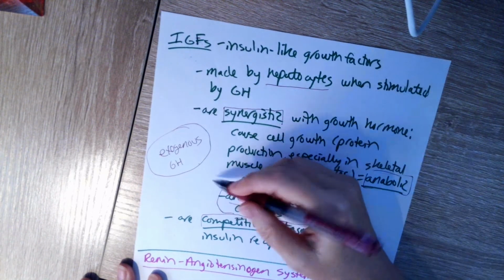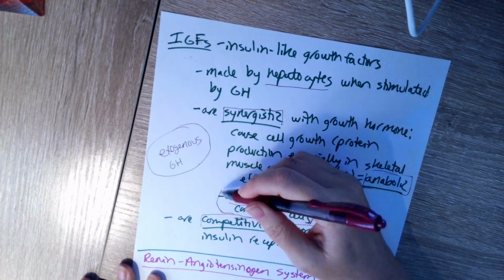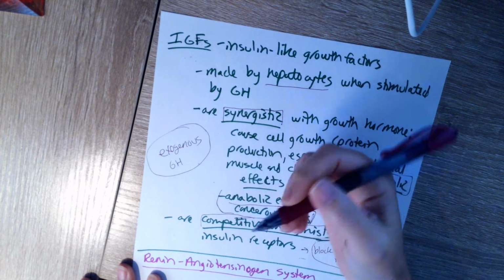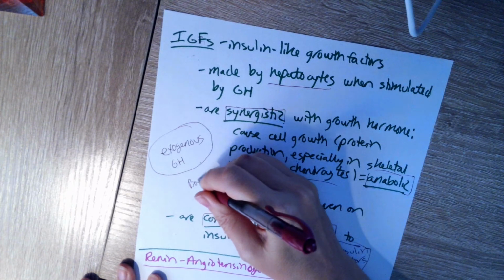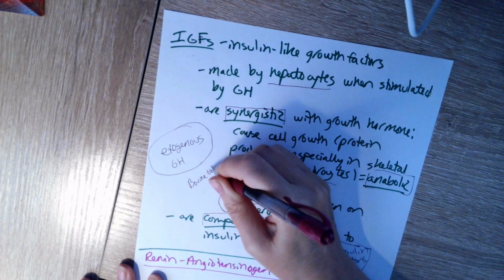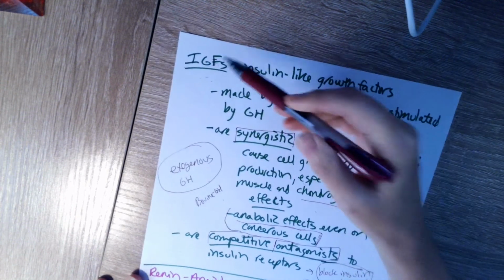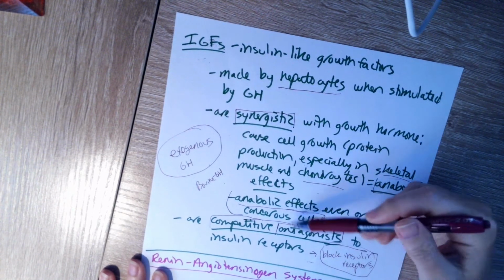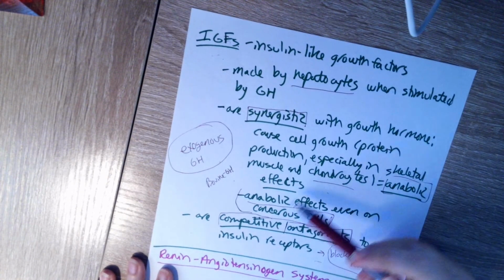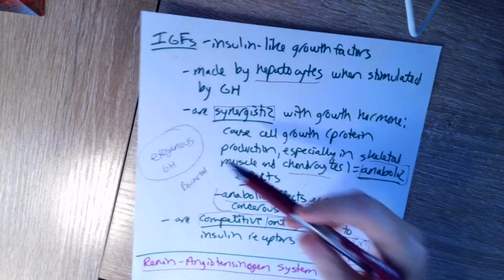Also, as you'll see in the slides, sometimes dairy cows are given bovine growth hormone. That causes the cows to make IGFs, and then it ends up in the milk, and then you end up ingesting that. So that can also be a source of extra IGFs.